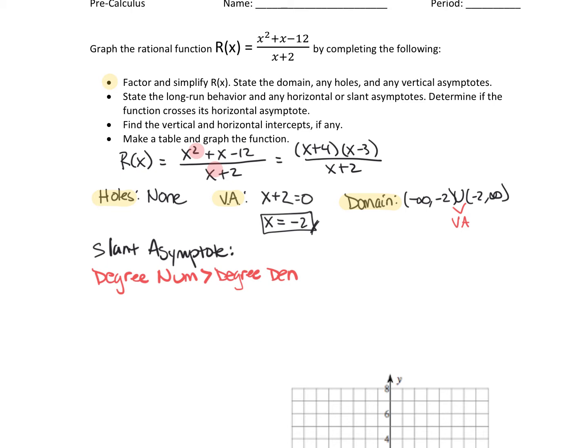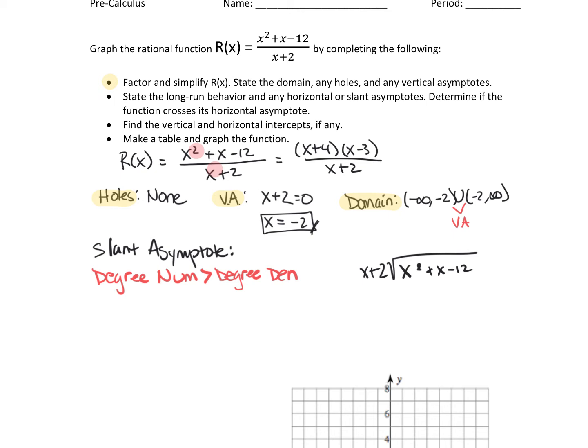So we're going to start with setting up that we have x squared plus x minus 12 divided by x plus 2. I'm going to rewrite that x plus 2. That was a little sloppy. There we go. Okay, so x plus 2.